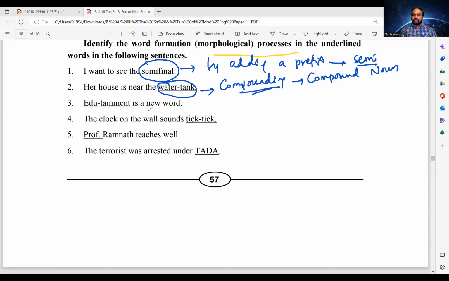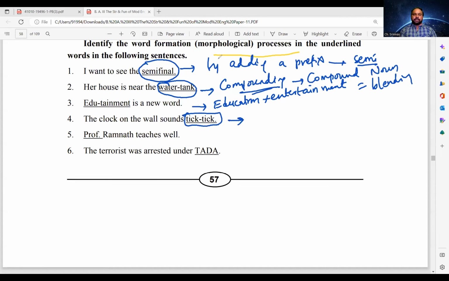Edutainment. Edutainment is a new word. What is edutainment? Here it is made of education plus entertainment. Education and entertainment. So what do we call such a technique? We call it blending. Blending is that process.